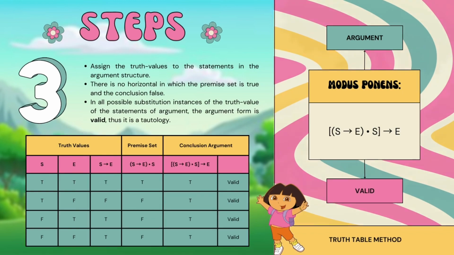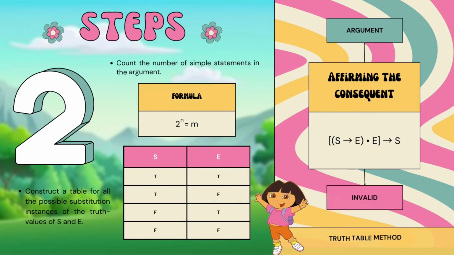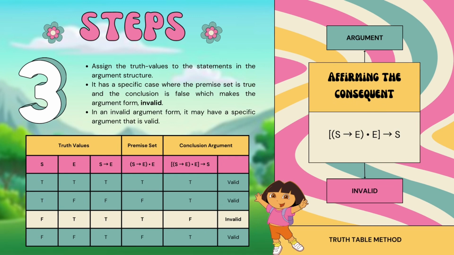But now, let us consider the invalid form of affirming the consequent. Its logical structure is depicted as: the first premise is if S then E, the second premise is E, the conclusion is therefore S. With this, let us apply the steps mentioned a while ago. The first step is to represent the logical structure of the argument in horizontal form like this. Then, we construct a table of substitution instances. Lastly, we assign the truth values to the argument. Notice that in this argument form, we have a specific case where the premise set is true and the conclusion is false. This makes the argument form invalid.